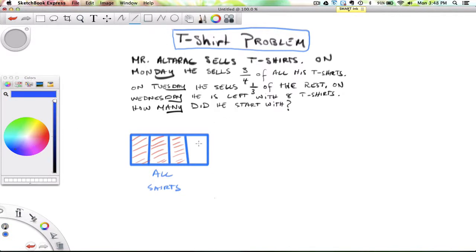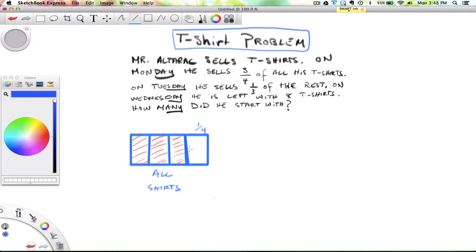And then on Tuesday, he's left with the rest. And the rest, of course, is this box over here that hasn't been shaded in red. Really, this box represents 1/4 of the t-shirts. And that's what he's left with. He's left with 1/4 of the t-shirts. Now, on Tuesday, he sells 1/3 of this.